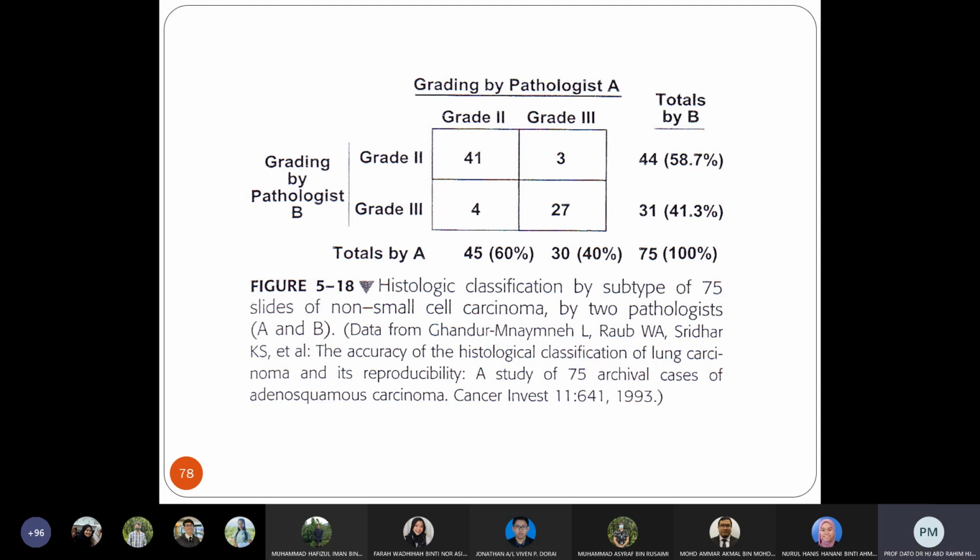So 41, 27 is agreed. Only 3 not agreeable, and 4 not agreeable by both of them. So now we are calculating the agreement by chance. The way to calculate is 58.7% times 45. For grade 3, 58.7 times 30. So you get this 3. But if you reverse the percentage times the other slide of the other person, you will get the same thing.